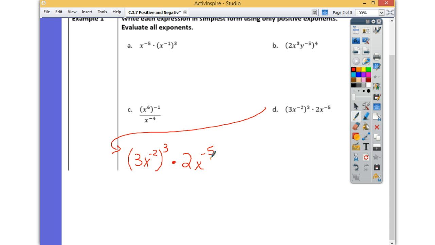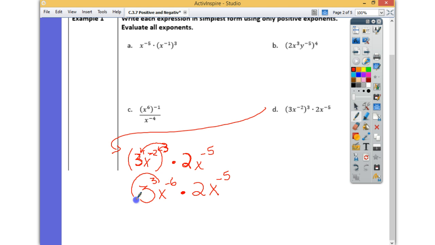Now don't forget, do these factors 3 and 2, do they have any exponents? Not yet, but will this one? This one will first, so make sure you simplify that first to what? 3 to the what power? Good. 3 to the 3rd power and x to the, what's a negative 2 times 3? Negative 6 power. Now we'll take that all times 2x to the negative 5th power.